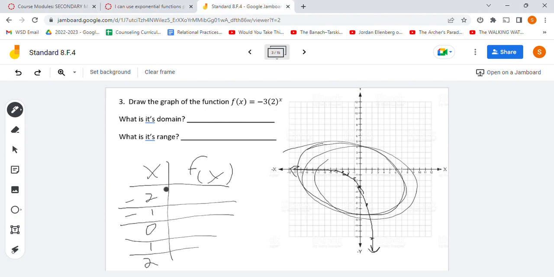For the domain and range, we're going to take a look at our possible x and y values for this equation. We can plug in any x value, positive, negative, decimal, it all works. So the domain is all real numbers.